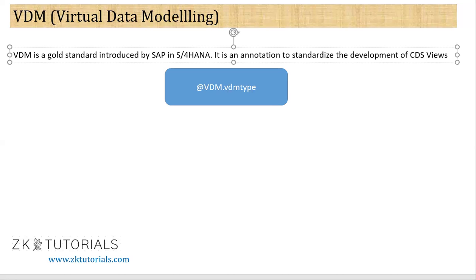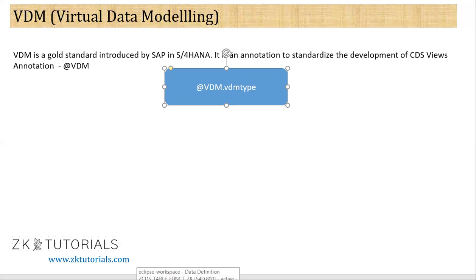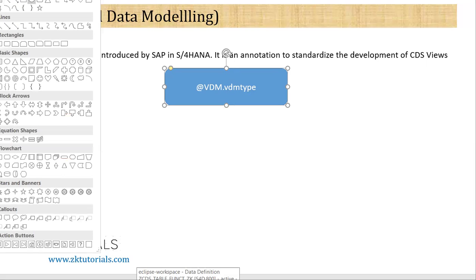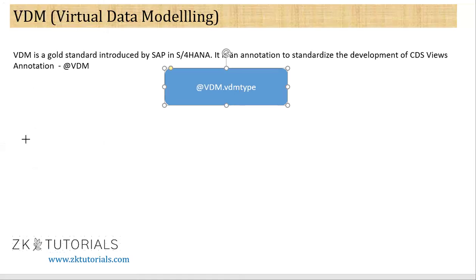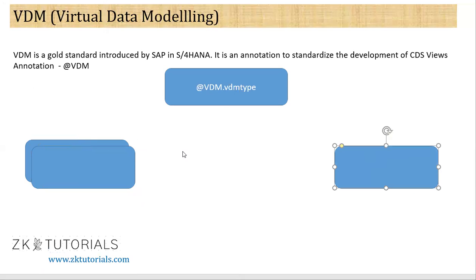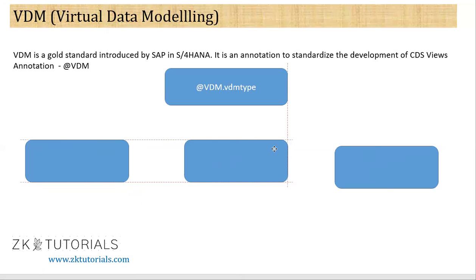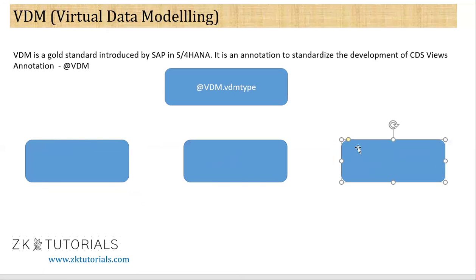Let me write it here. The annotation is @VDM, and then .viewType. In this SAP system, we have three different types of VDM view. I will discuss these types.